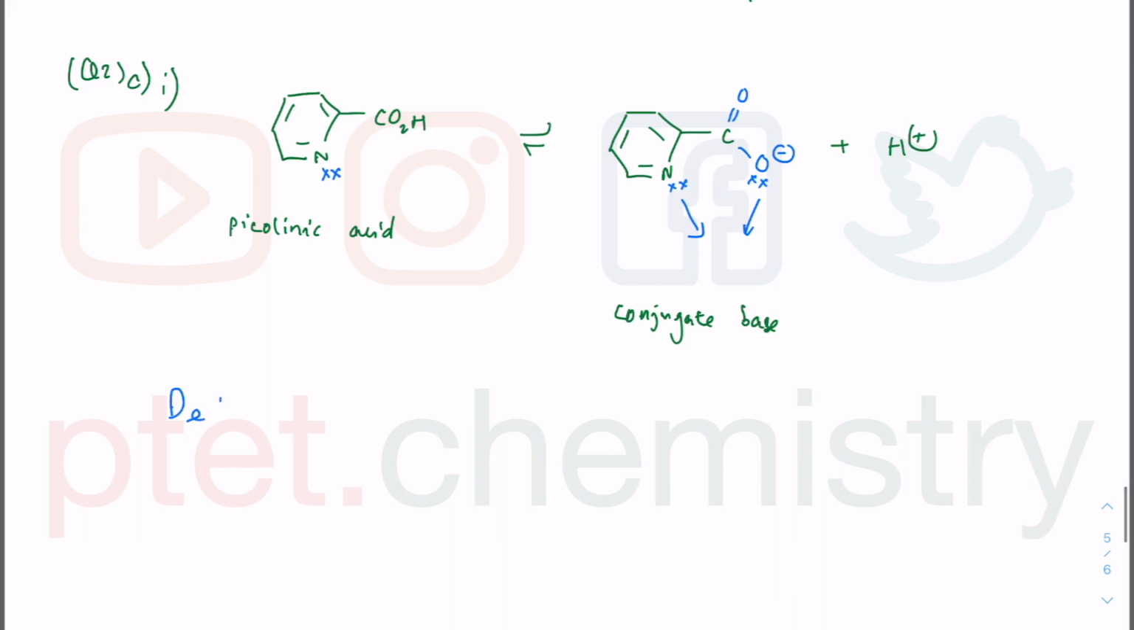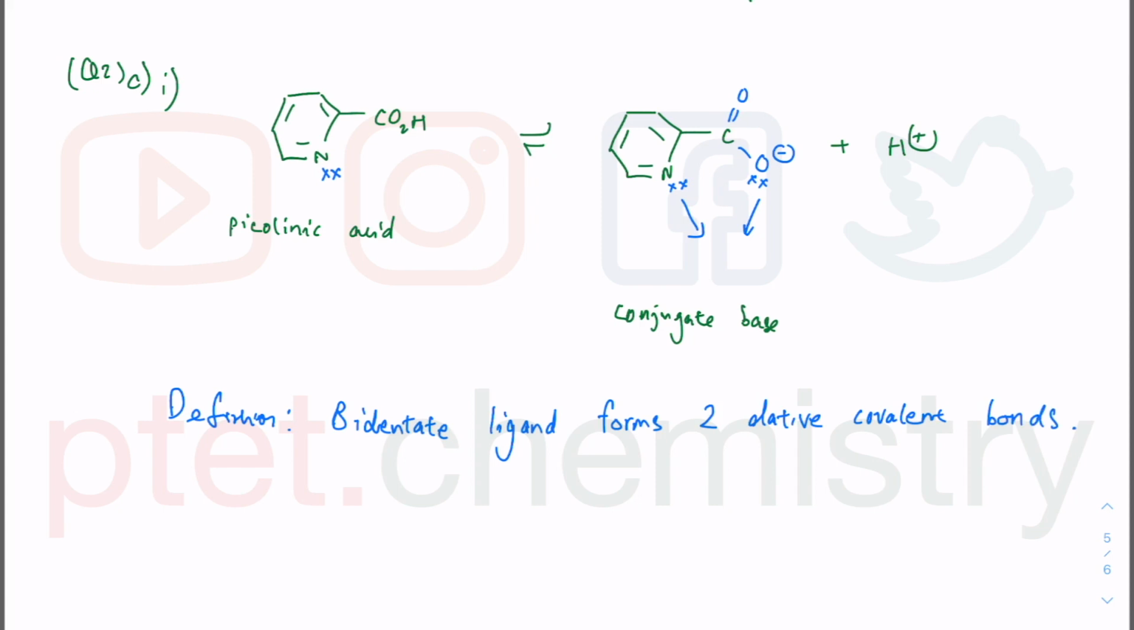So what is the definition of bidentate ligand? There are 2 parts to this definition: what is bidentate and what is ligand? A bidentate ligand forms 2 dative covalent bonds to a metal ion or metal center per ligand molecule or per ligand ion. So in one of these ions, it forms 2 dative covalent bonds per single ion. It's very important to mention that for one single ion, they form 2 dative covalent bonds.